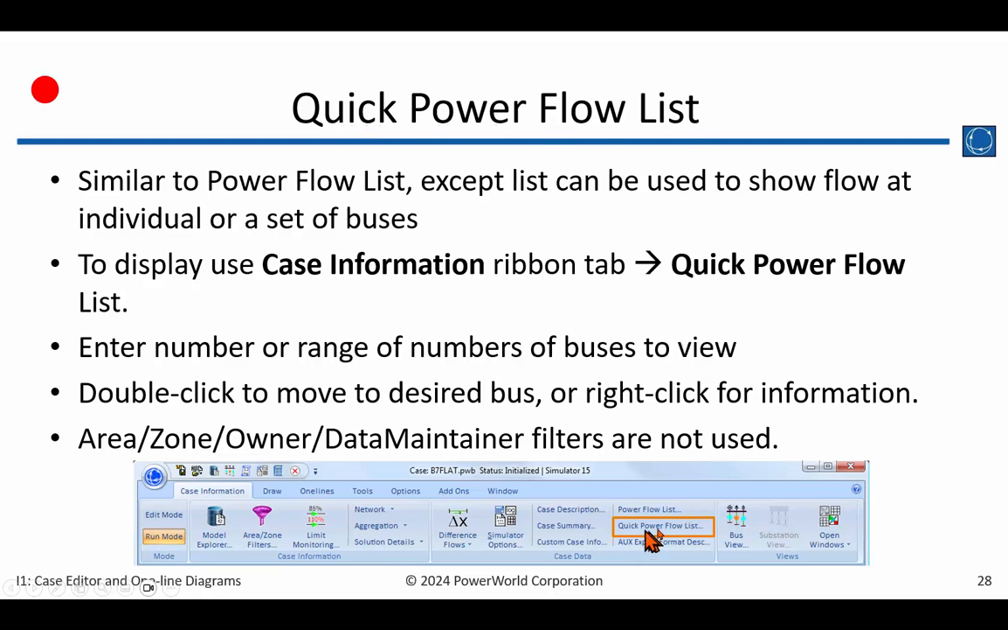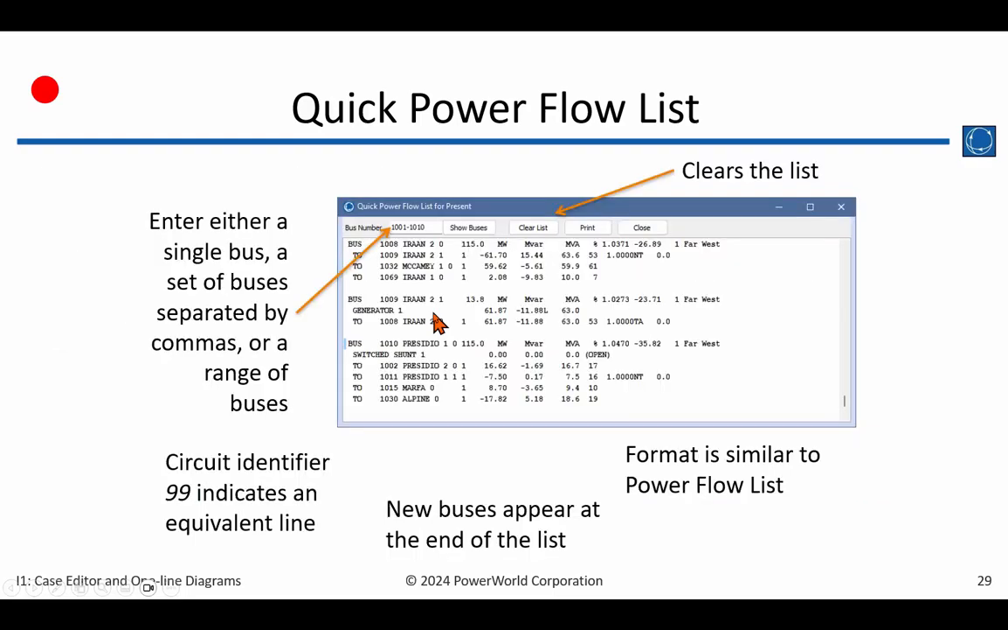The quick PowerFlow list is a variant of that where you can just pick certain buses that you want to view instead of looking at a list of everything in the power system. And here it just describes how to use that. You can enter a single bus or a range of buses right here, click show, and then it'll display the data down here.